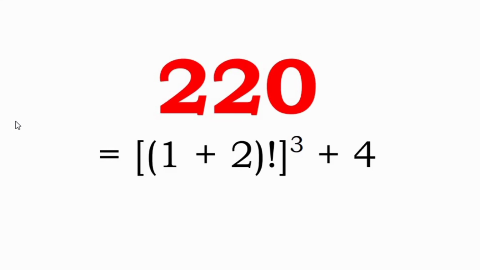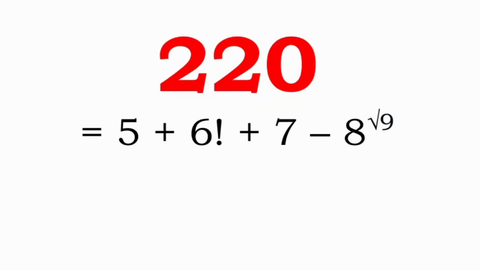We can write 220 as (1 plus 2 factorial) whole cube plus 4. These are all various representations of 220. Here the digits used are 1, 2, 3 and 4. Moreover, the digits are in increasing order.